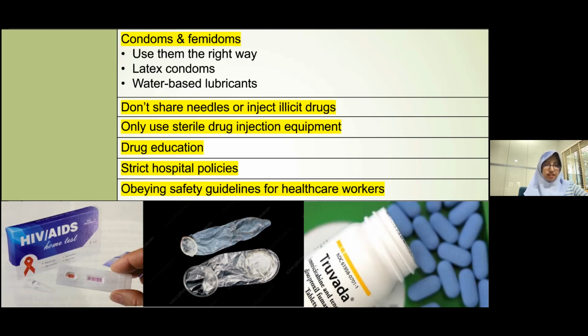But unfortunately, not all men can use it because some are allergic to latex. When some of them are allergic, they have no choice but to use non-latex ones. Non-latex ones are made from polyurethane, which is basically the same material used to make femidoms. But it is not recommended to use a condom and femidom at the same time. If you're using either one of these, then what you can use is a water-based lubricant, all right?